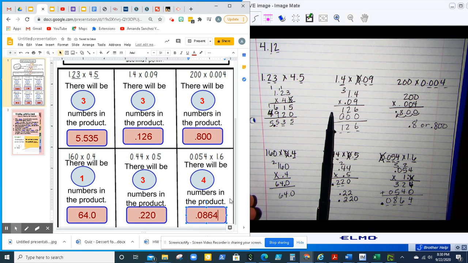Okay, guys, I hope you understood multiplying decimals. Hopefully it felt like a quick review. On today's assignment, you should have maybe 1 or 2 word problems and some where you're just saying how many numbers are going to be behind the decimal in your product.